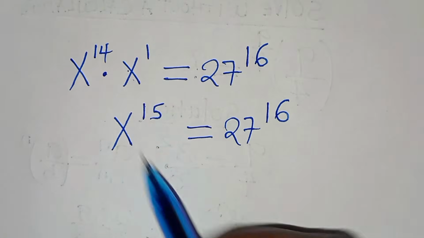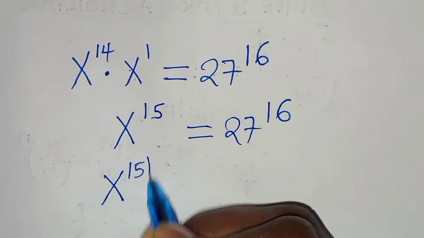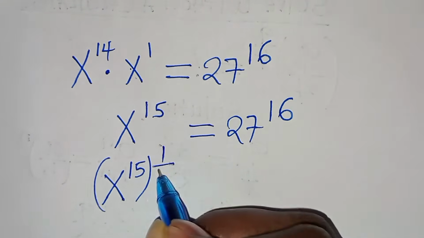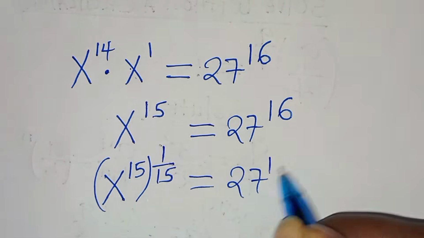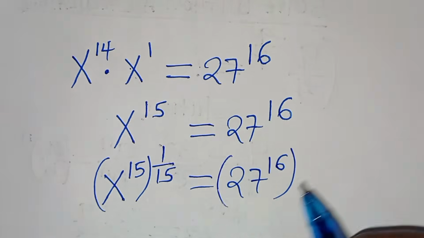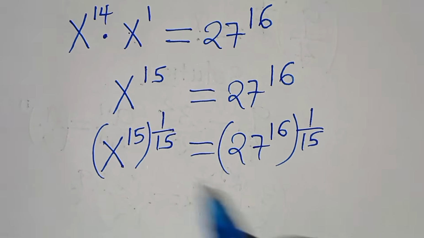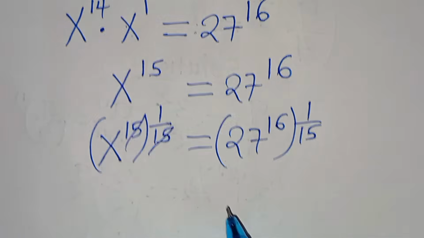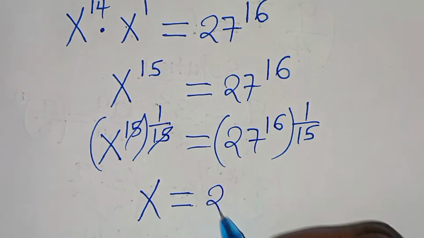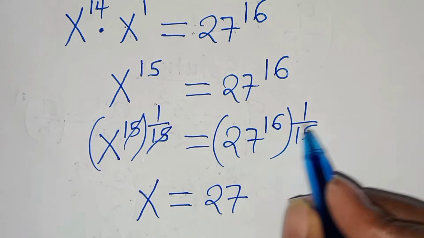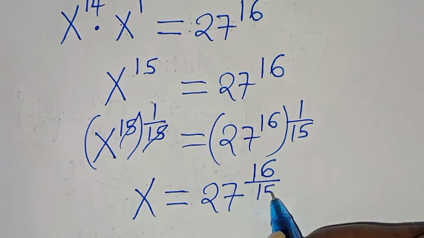So to solve for x here, we have to multiply both sides by 1 over 15. This is equal to 27 raised to the power of 16 multiplying by 1 over 15. So let's simplify 15 and 15 here, so that now x here is equal to 27 raised to the power of 16 times 1 over 15. This is equal to 27 raised to the power of 16 over 15.